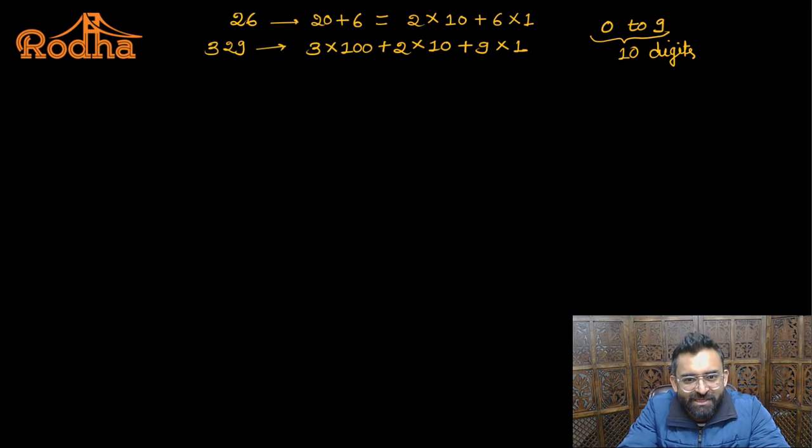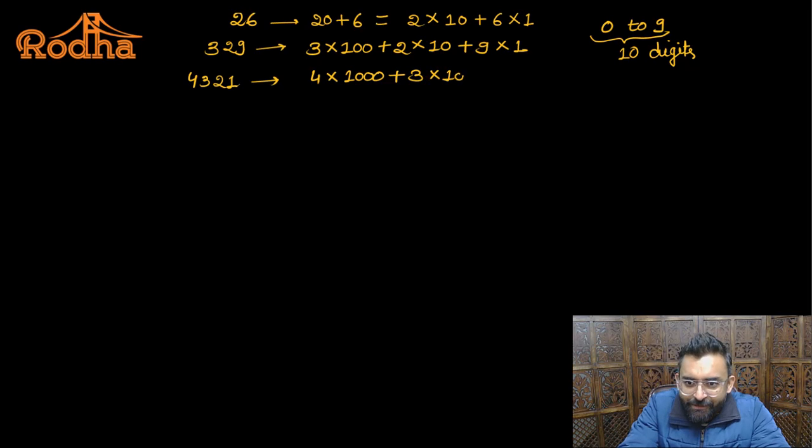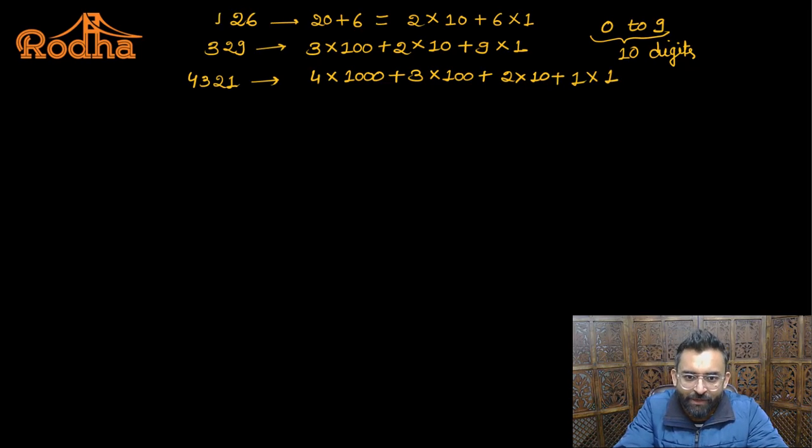If I write a 4-digit number, let's say 4,321, that is 4 into 1000, yes or no, plus 3 into 100, plus 2 into 10, plus 1 into 1. That is what the expanded form of the number is going to look like.